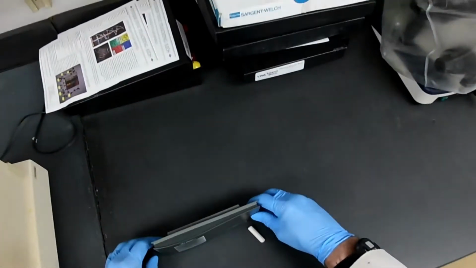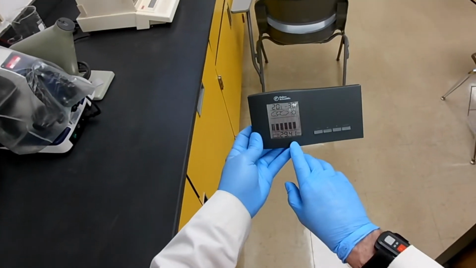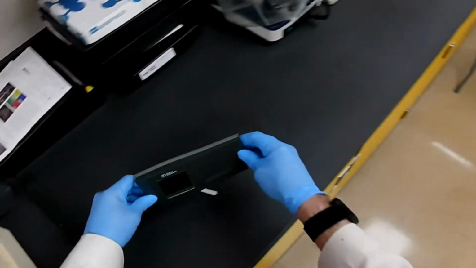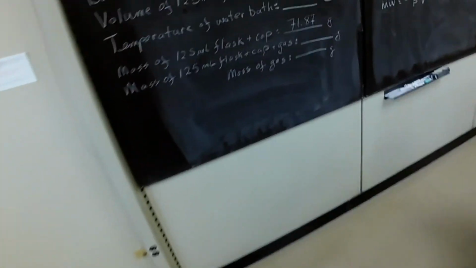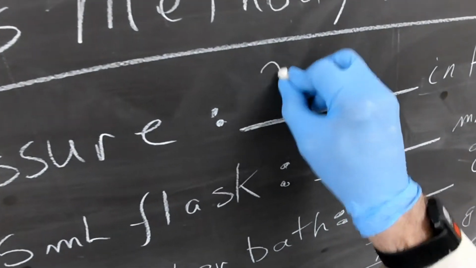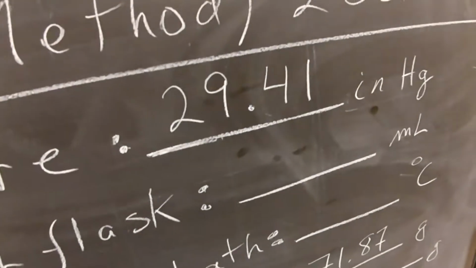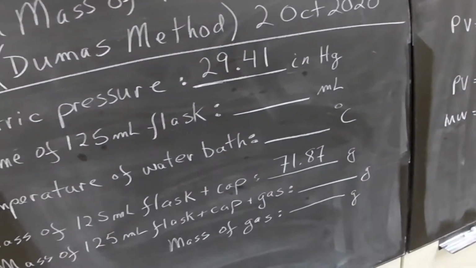While we're waiting, let's get the barometric pressure. So here's my electronic barometer, and it reads out in inches of mercury, 29.41 inches of mercury. See that? Okay.